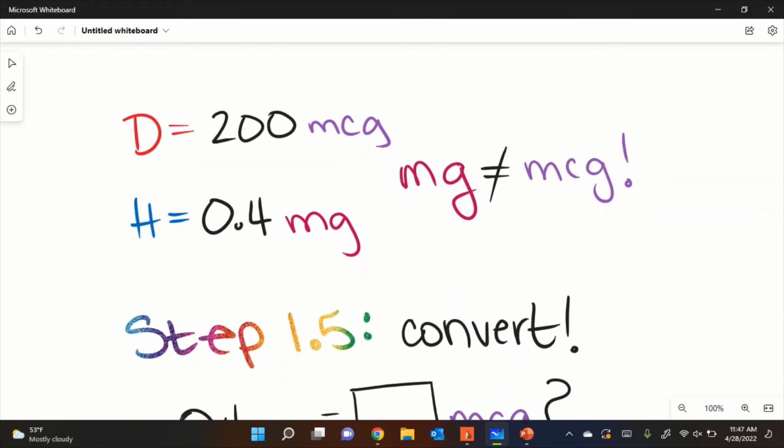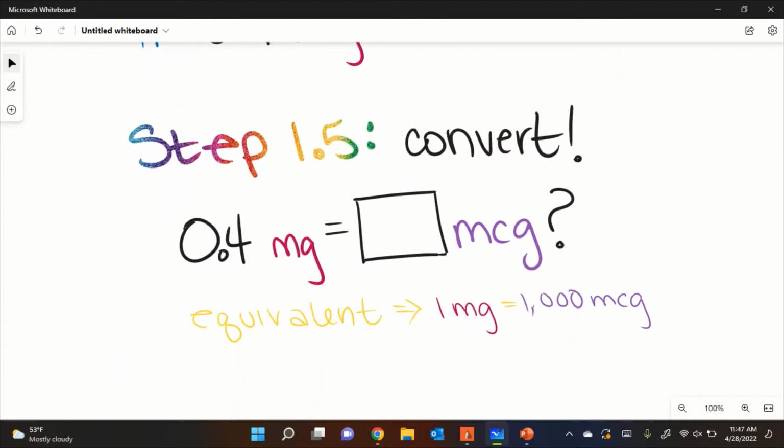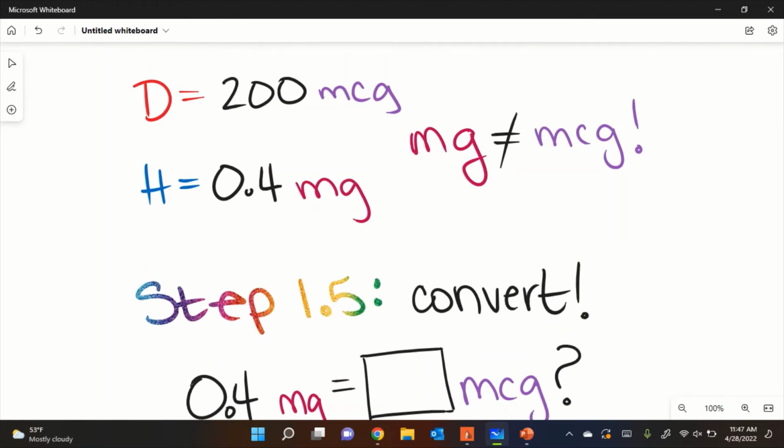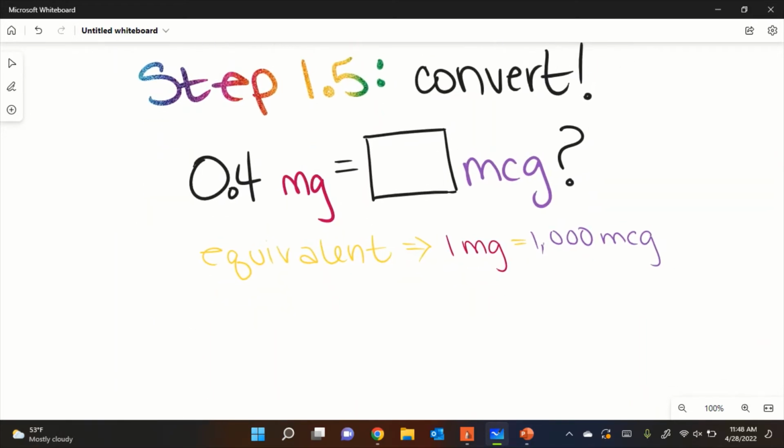So we're going to move on to what I like to call step 1.5, which is convert. We need to convert one of these, be it 200 micrograms to milligrams, or 4/10 of a milligram to micrograms. So let's do that. I've made an outline here. We know that 4/10 of a milligram needs to become micrograms, but we don't know how many micrograms that is. However, we do have our equivalent, which is that 1 milligram is equal to 1,000 micrograms.